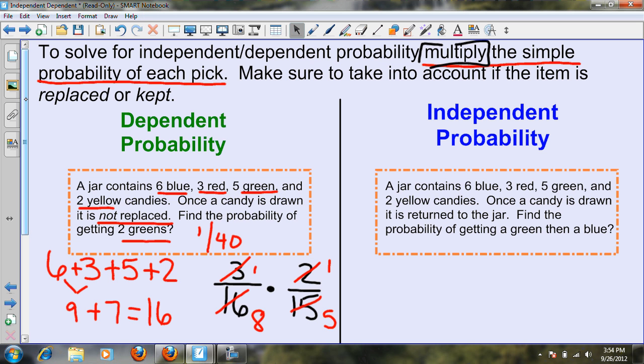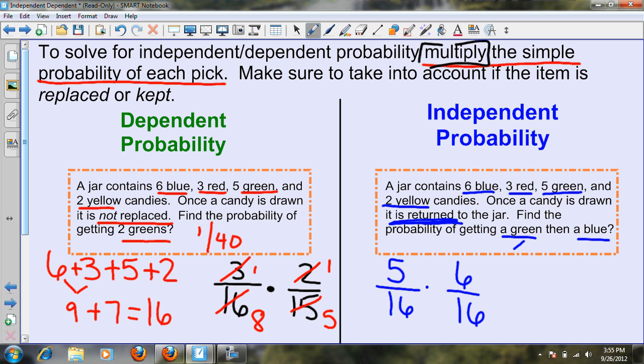Independent probability. Here's why we know it's independent. Same question: 6 blue, 3 red, 5 green, and 2 yellow candies. Once a candy is drawn, it, keyword, is returned to the jar. Find the probability of getting a green and then a blue. Total number is still 16. How many of the 16 are green? 5. This time, since it is returned, I still have 16 again the second time. How many are blue? 6.